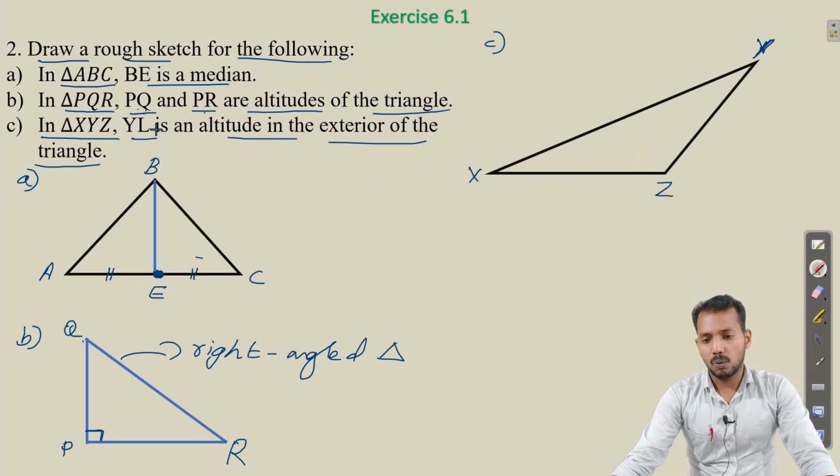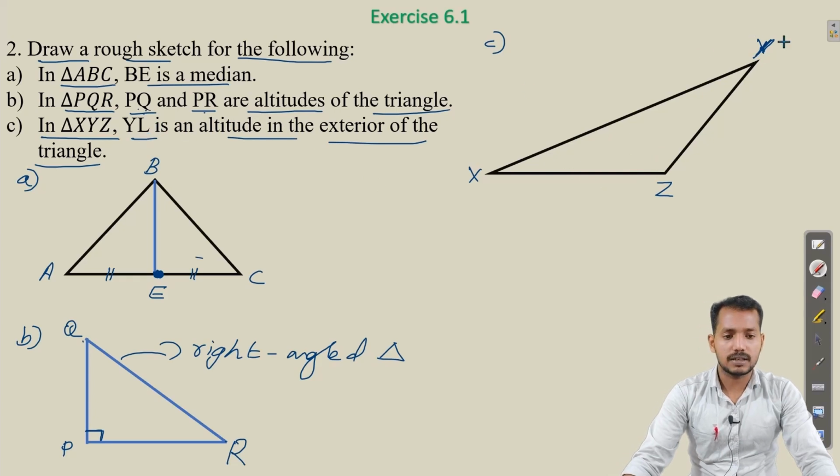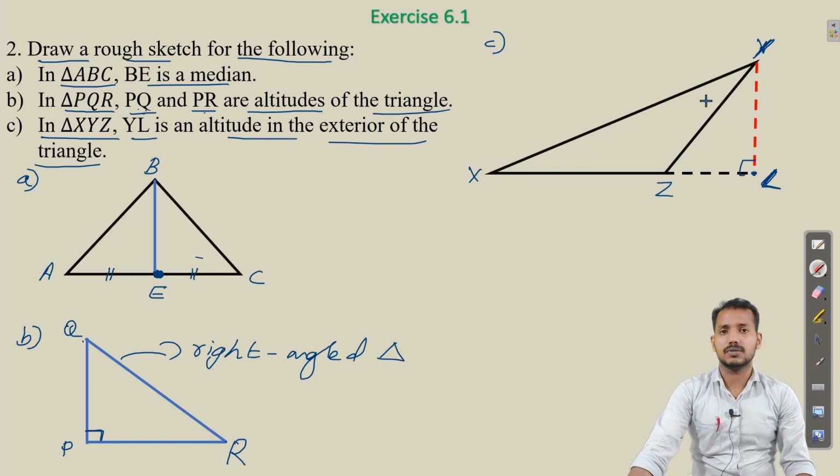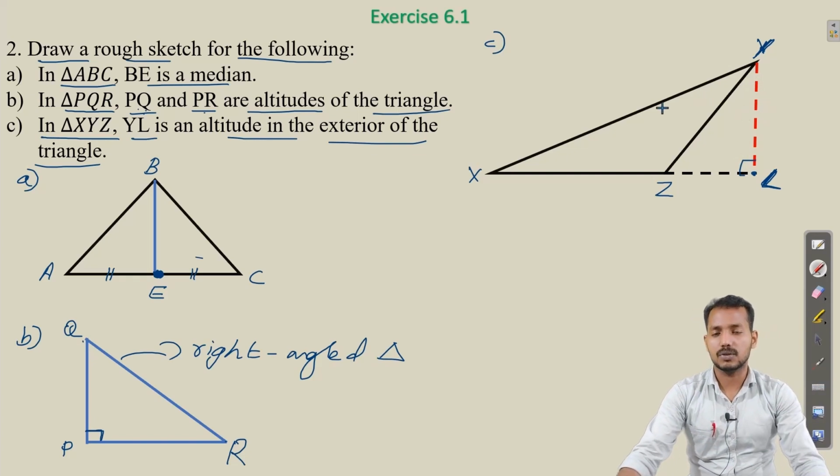Now, YL is an altitude. That means the altitude should be drawn from the vertex Y. So let's draw that one. And to justify, just extend XZ also. We extended. Now you can see this is perpendicular. So YL, give the vertex name here as L. So YL is an altitude which lies in the exterior of the triangle, that means the outside region of the triangle. Okay, so this is all about this exercise. Remaining questions you can try yourself.